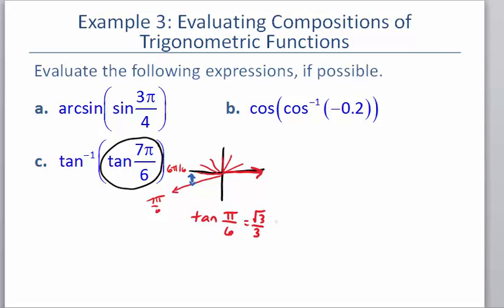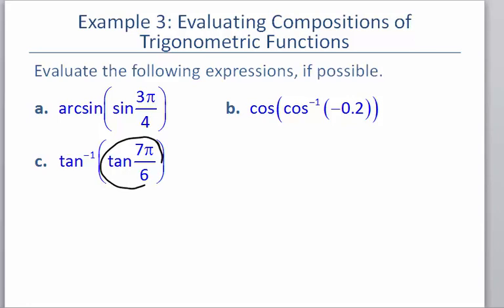Now we have to consider the positive and the negative between the original angle and the pi over 6 angle. So we know tangent is positive in the first and the third and negative in the second and the fourth. So pi over 6 is in the first, 7 pi over 6 is in the third, and so they're both positive. So now we know that tangent of 7 pi over 6 is going to equal root 3 over 3, and that will be positive.